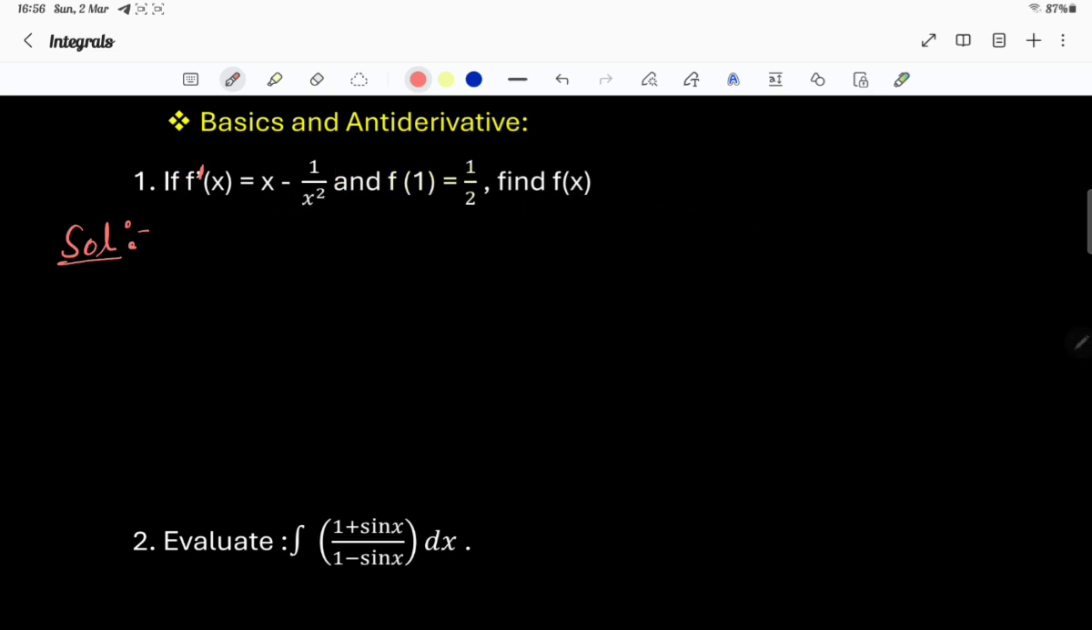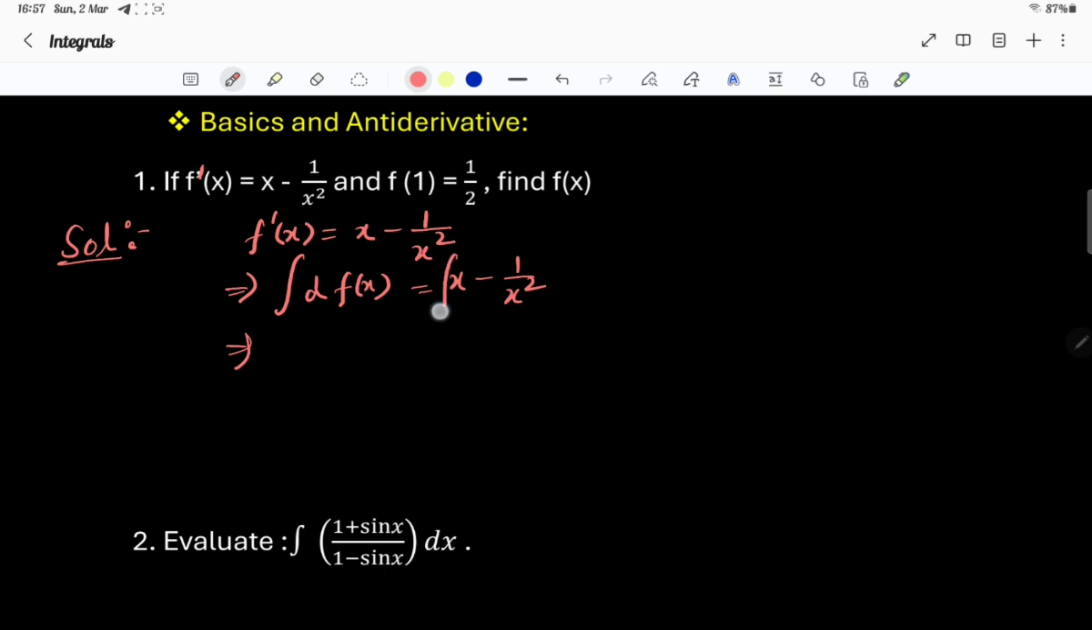So, f'(x) is given as 1/x minus 1/x². In that case, what will you do? f'(x) you write as d of f(x), the derivative of f(x), where d is the derivative operator. After that, take the integration sign on both sides, and when you take integration on both sides you write dx here.